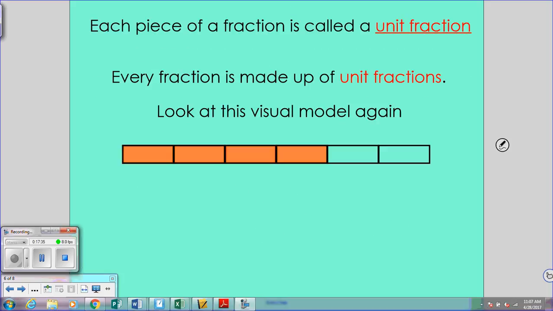Every piece of a fraction is called a unit fraction. You need to write that down because you're going to see those words again. Every piece is called a unit fraction. And then every fraction that we might see is made up of these unit fractions. Okay. So think of it like a pizza. Every slice, I have 8 slices, every slice I would call a unit fraction.